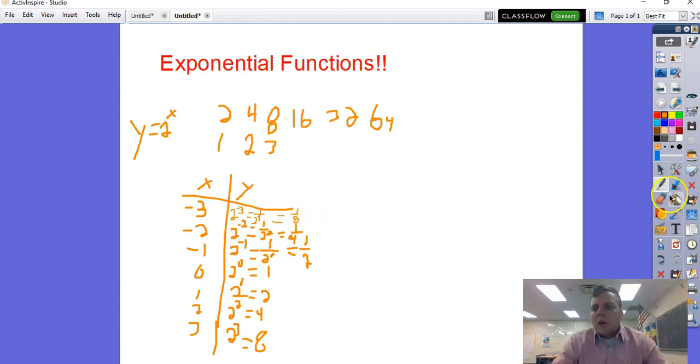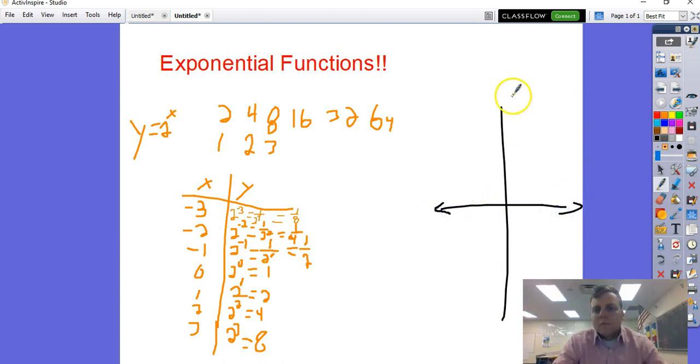So then, if I wanted to, I could plot these guys on a graph. I could draw myself an x and y axis. Okay, that was a really bad line. Let me try doing that again. I could draw myself an x and y axis, all right, where this is the y, and this is the x.